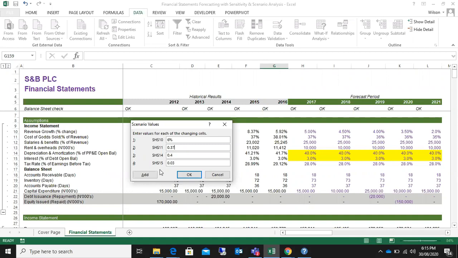I don't know if someone is following me. So here we can say 36% because it was 37% as a base case. So optimistic of 36%.